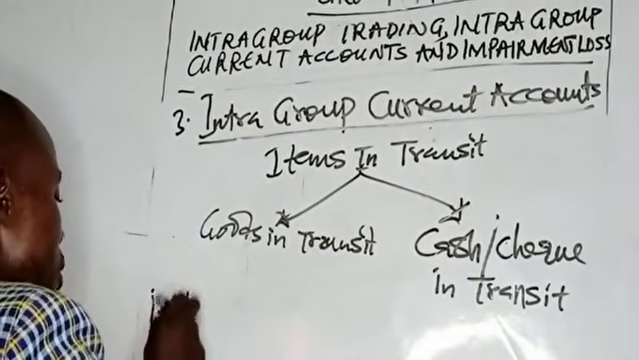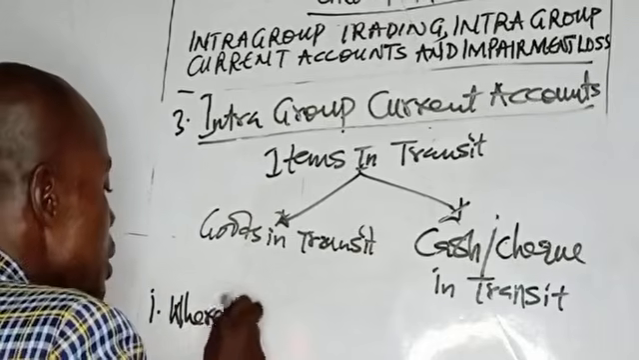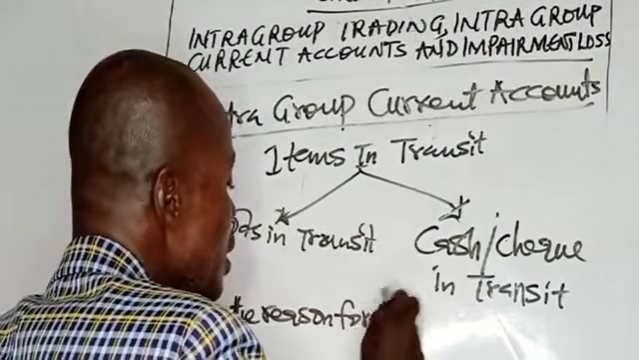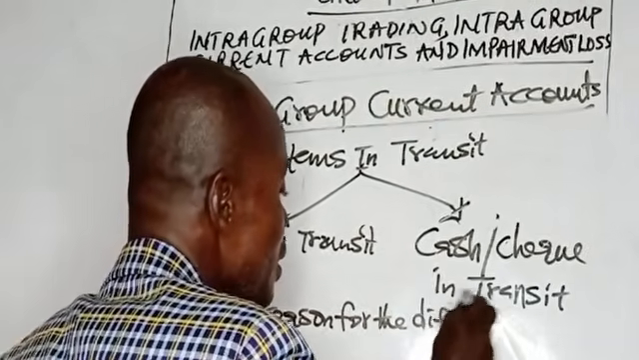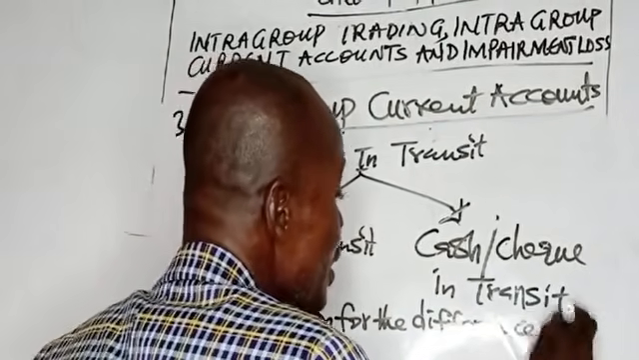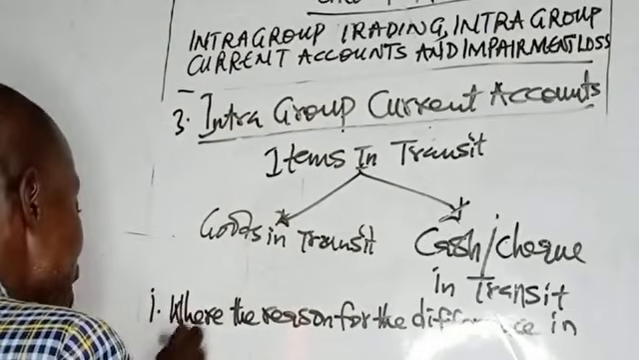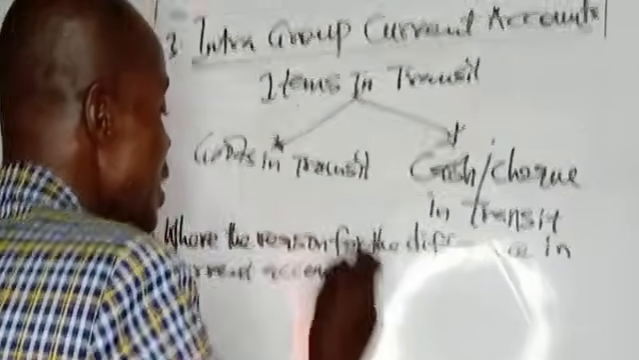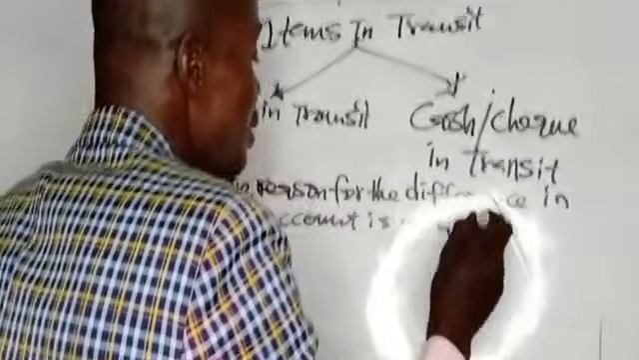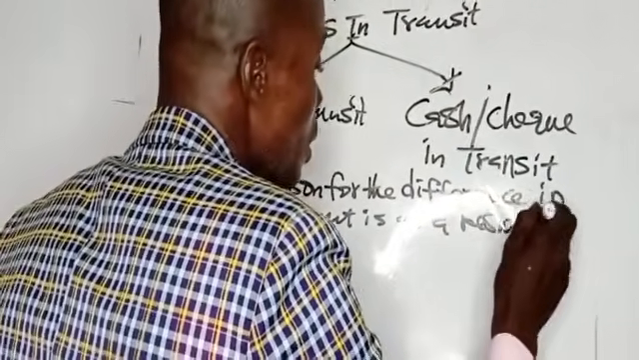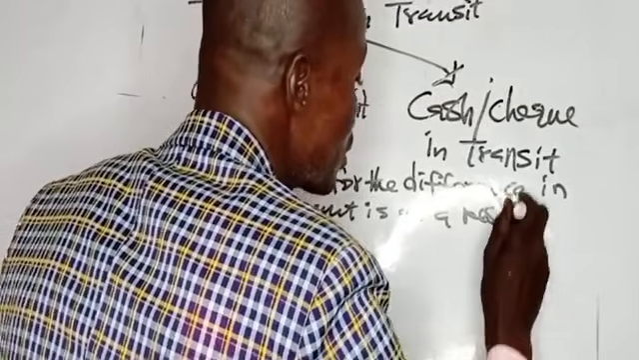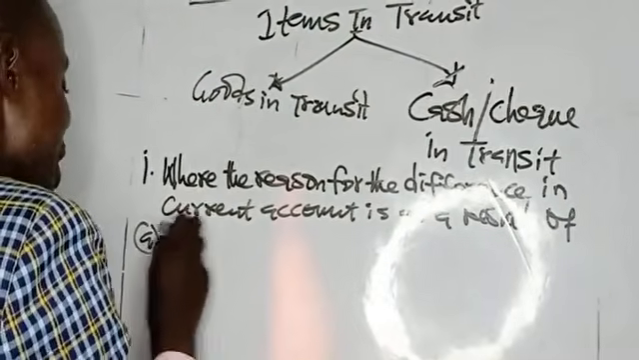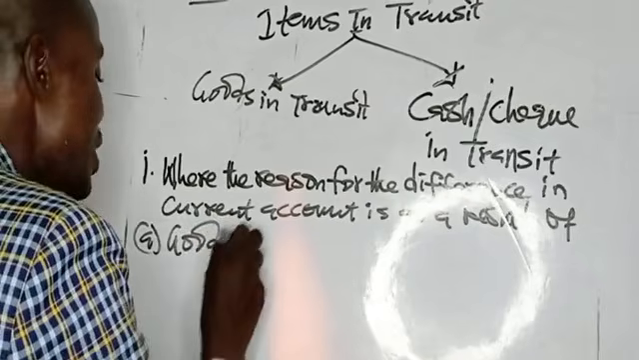So, where the reason for the difference in current account is as a result of, let's say, goods in transit.